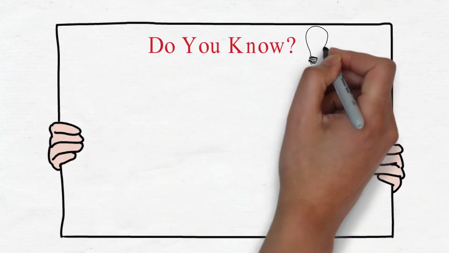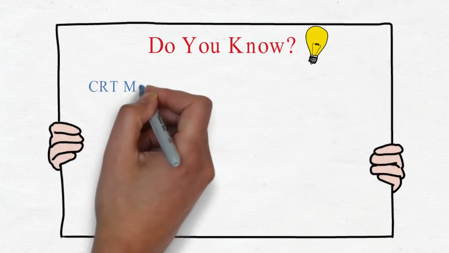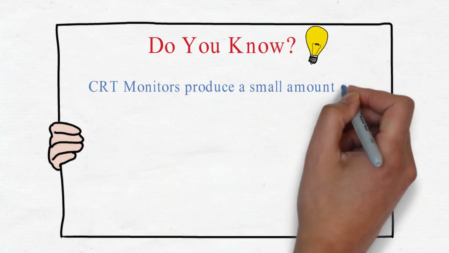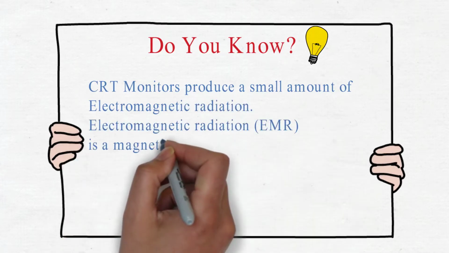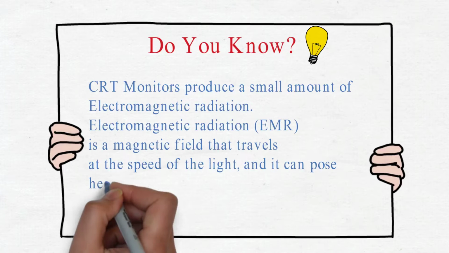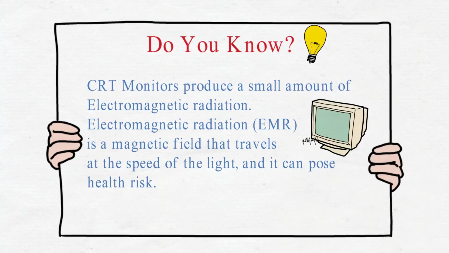Do you know? CRT monitors produce a small amount of electromagnetic radiation. Electromagnetic radiation is a magnetic field that travels at the speed of light, and it can pose health risks.